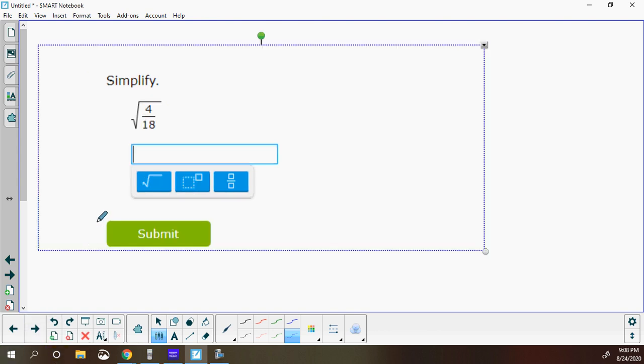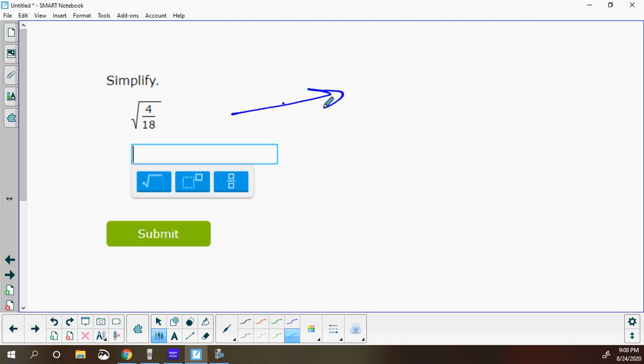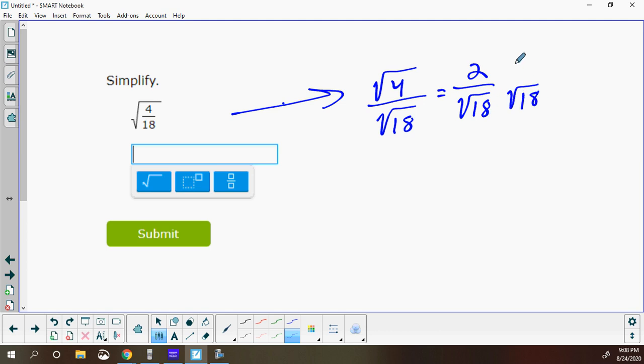Again, same concept. Root 4 over root 18. Square root of 4 is 2. And then we have root 18 on the bottom. Let's just go ahead and multiply that. And remember, same base numbers, so 2 root 18, then just 18. We know the shortcut here. Let's see, root 18.